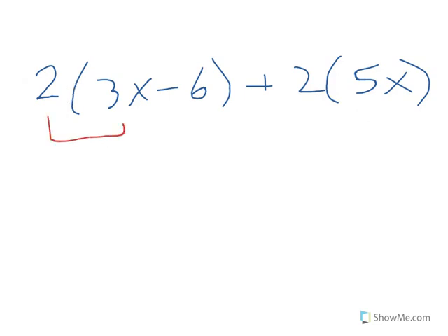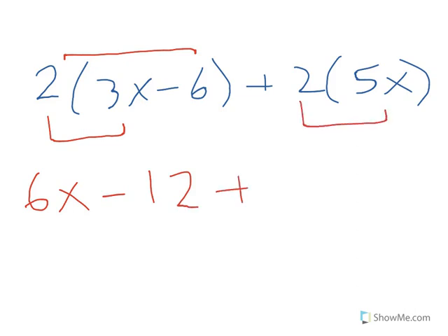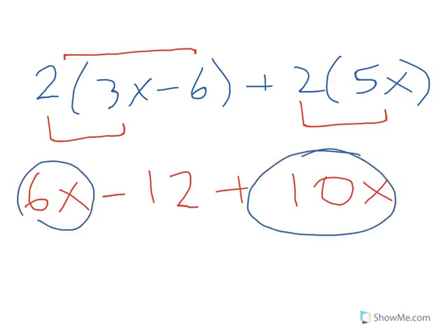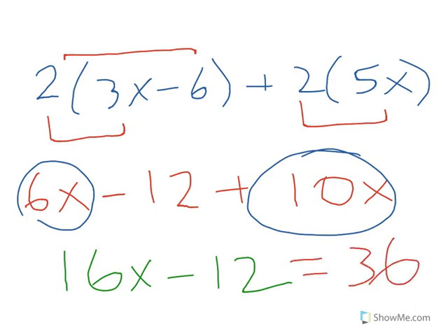So let's have a look. 2 times 3x is 6x, right? 2 times minus 6 is minus 12, plus 2 times 5x is 10x. Now let's simplify this. So I have 6x and 10x. I will add those. 10 plus 6 is 16x, and minus 12. I can't simplify it further because I have only one x and one number. In the question, I have been told that this equals 36. Now let's solve the equation on the next page.